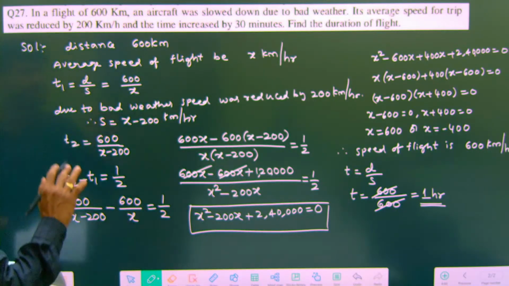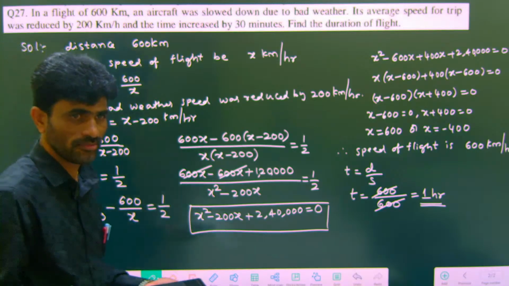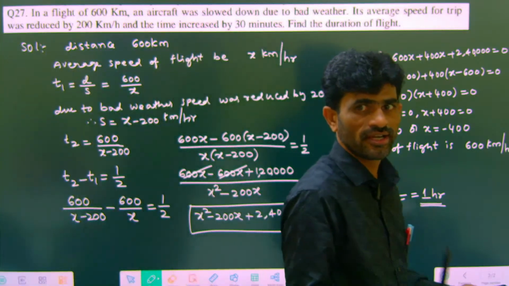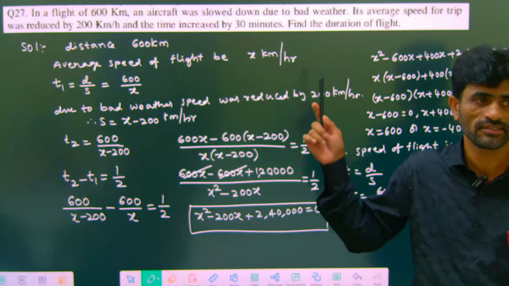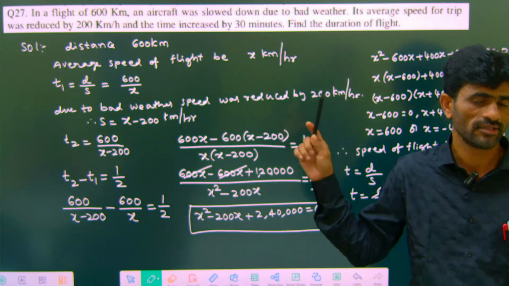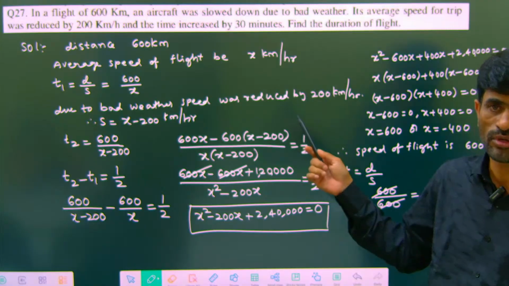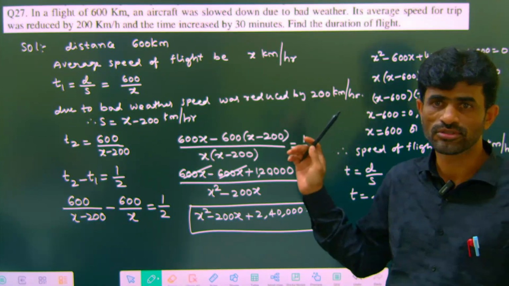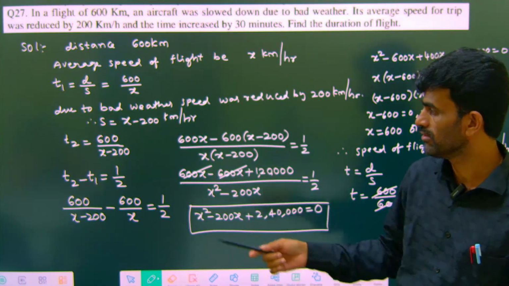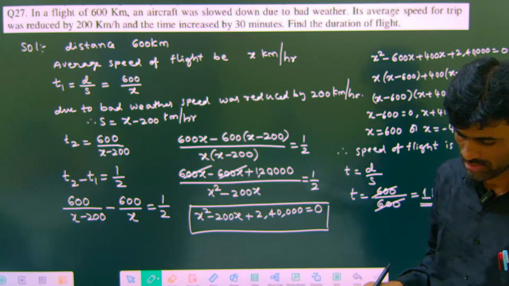It's very simple. Whenever time, distance, speed related questions come, take time in the first case and time in the second case. Time in the first case is 600 by x. Time in the second case is 600 by x minus 200, because the speed is reduced by 200. Then t2 minus t1, and we get the quadratic equation.